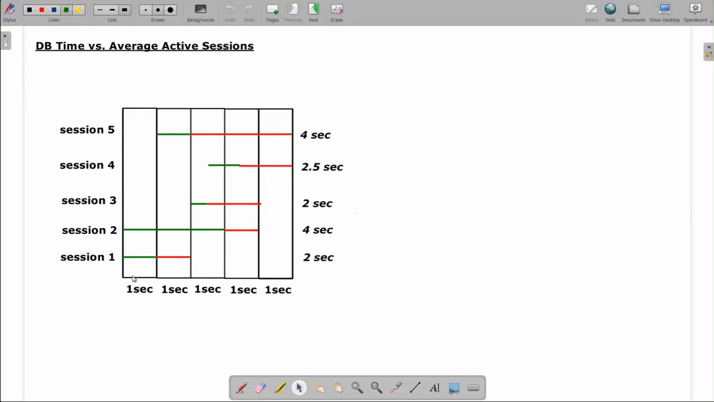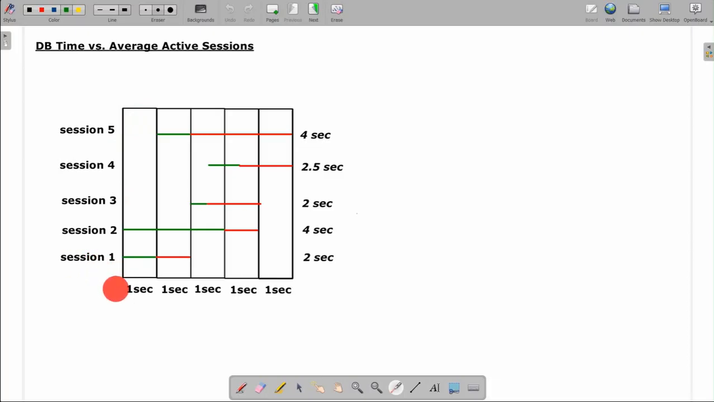Suppose that we are monitoring 5 seconds of database activity here. So we have the first second, second, third, fourth, and fifth, a 5-second time period. Over the 5-second time period, we observed 5 sessions, for example. This is just an example, and you can interpret this graph in this way.